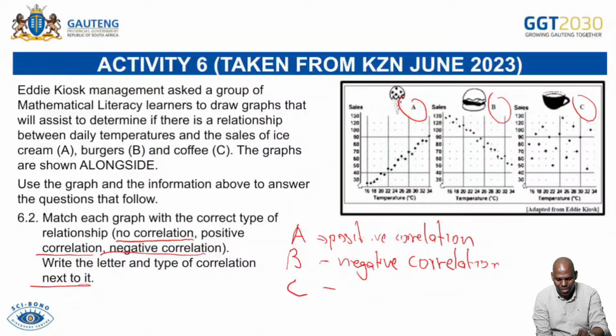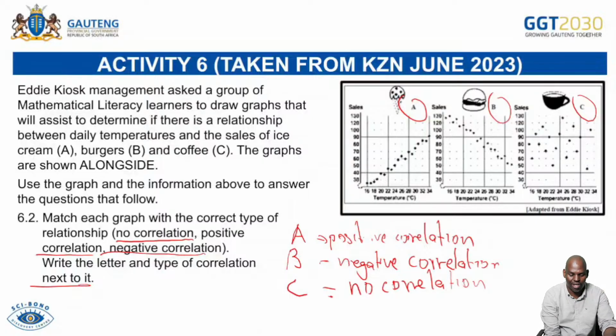And then C, there is no correlation. There's no correlation between temperature and sales of coffee. That one we say C, no correlation. So we have indicated where we're matching each graph. A, it's a positive. B, it's a negative. And then C, it's a no correlation.